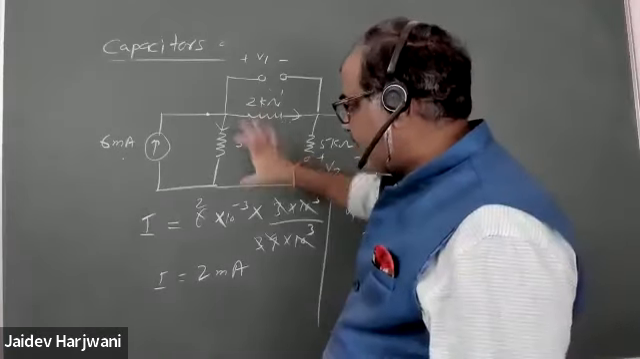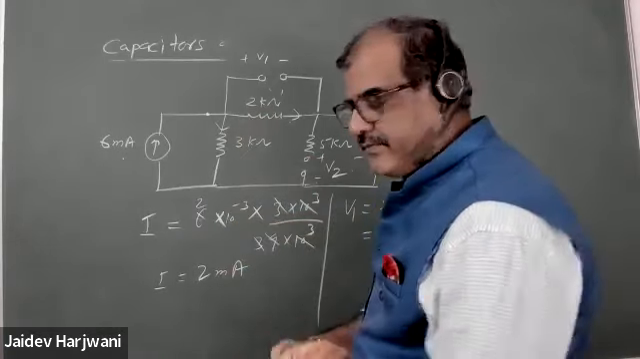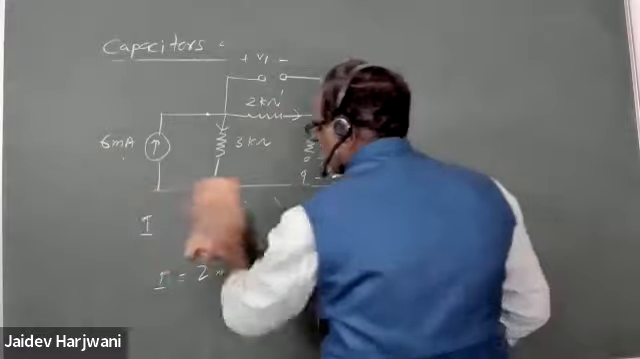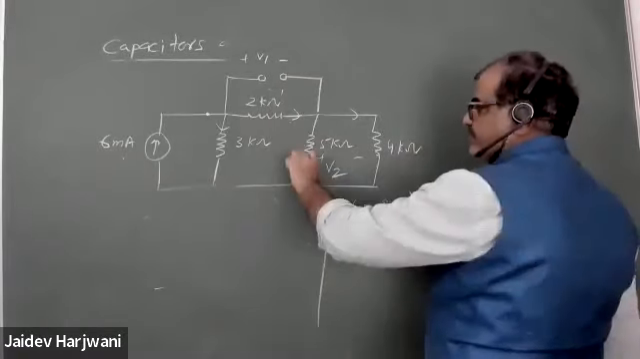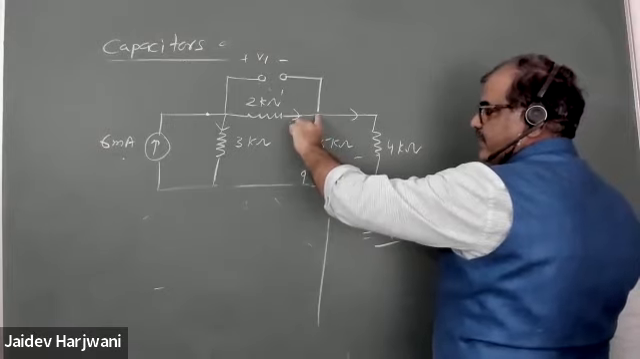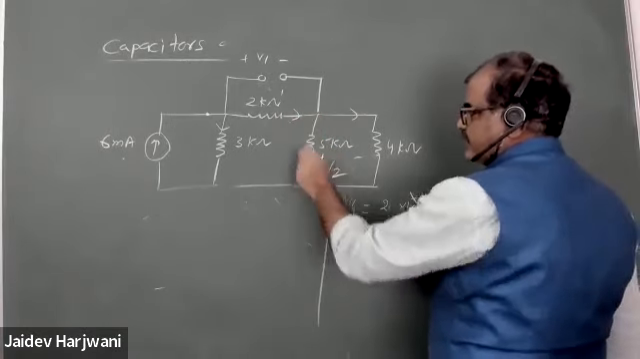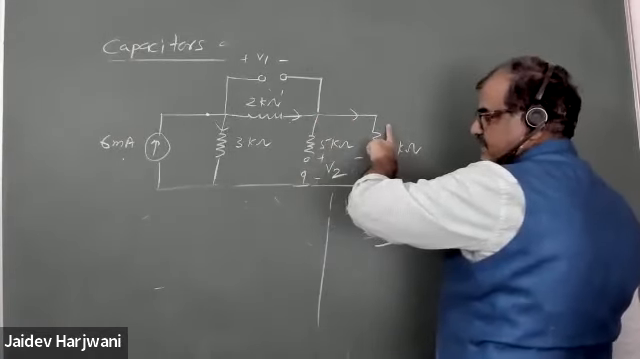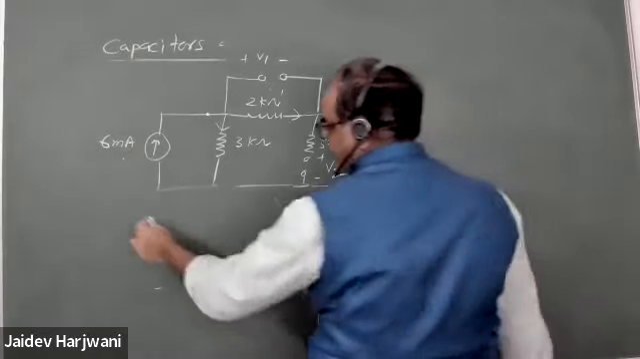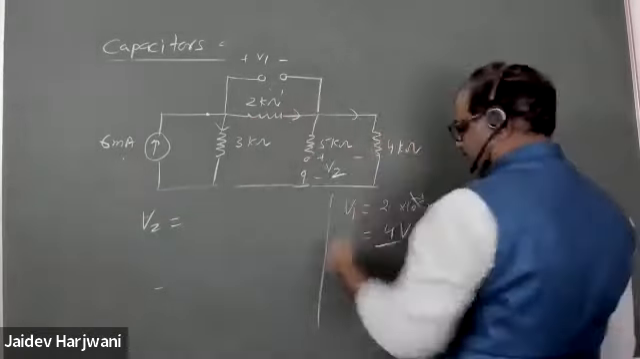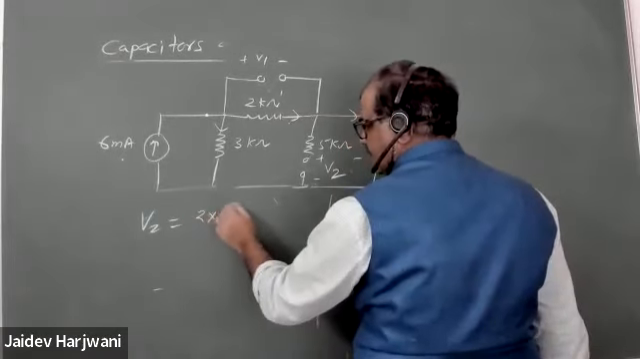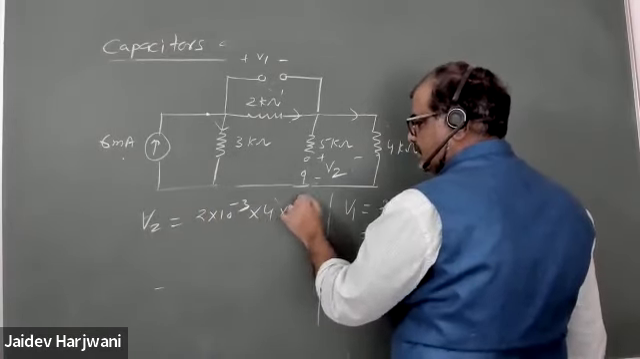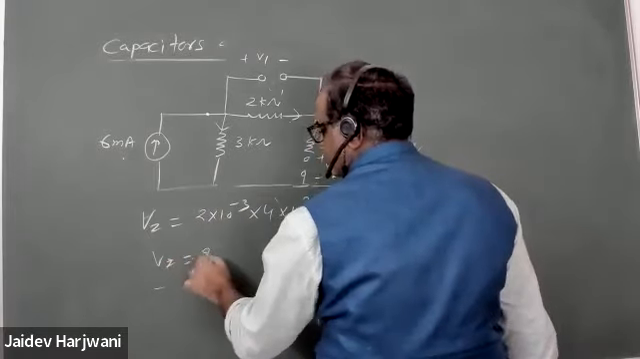Yes, so I'm applying current division in parallel circuits. So V1 is now known. I know the current in this branch. Now I want V2. How much is V2 here? No current is flowing here, which means no drop is here. So these points are the same. Whatever voltage will come here, that will be the same voltage here. Isn't it? So V2 will be simply current, same 2 milliampere, and then you need to multiply by resistance 4 kilo ohm. So V2 becomes 8 volt.